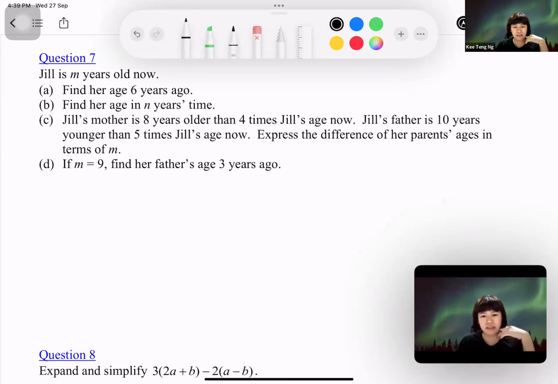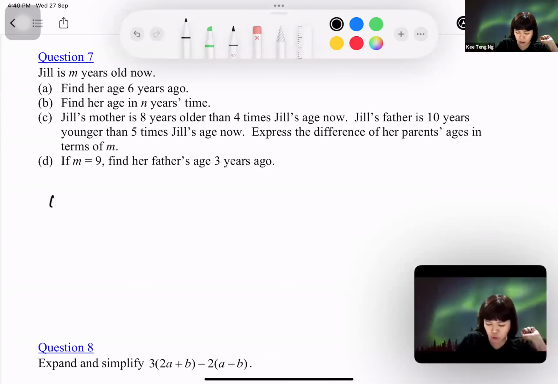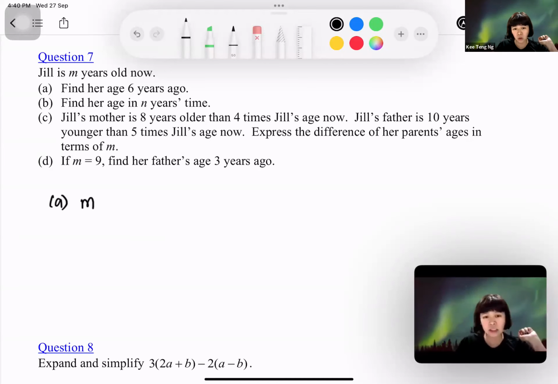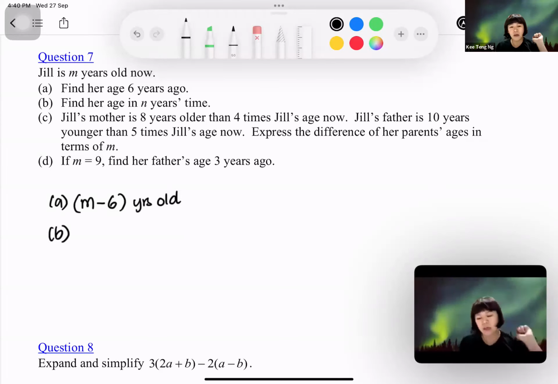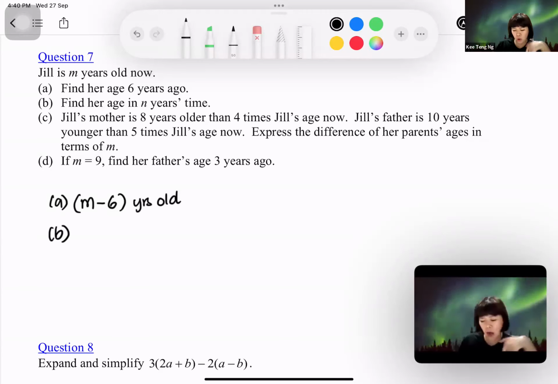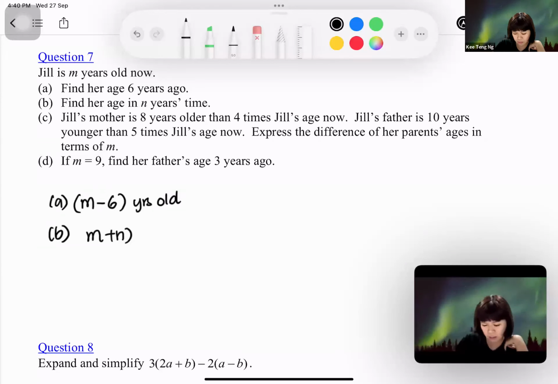No answer. Yes, 6 years ago you were 6, right? How do you get the number 6? From your current age, what do you do? You minus 6, correct or not? So Jill's current age is n. So for part A, 6 years ago, I minus the 6, n minus 6 years old. Okay. Part B, find her age in n years time. Now she's n. 10 years later, then you'll be plus 10, correct? So if it's n years later, then that will be plus n.